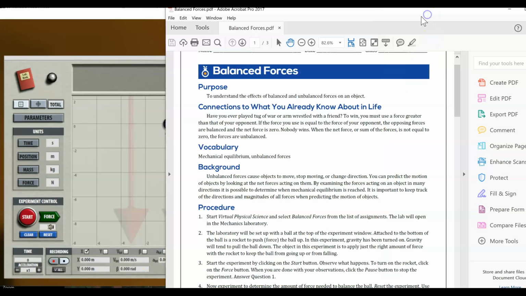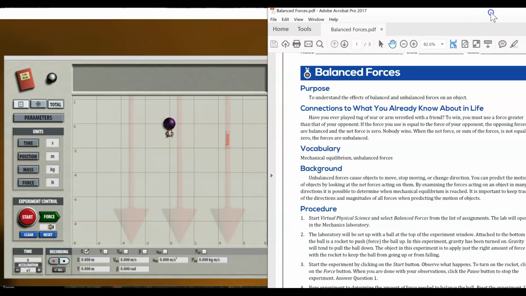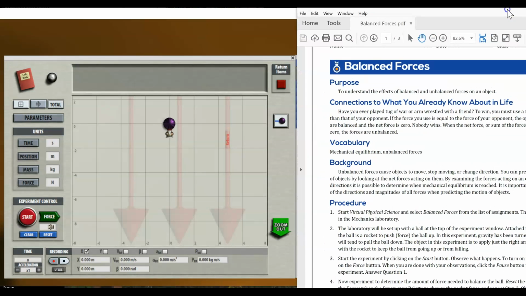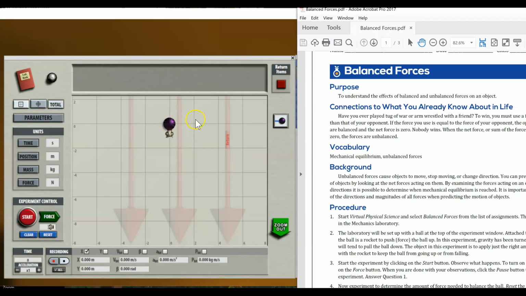All right. So the first part of the experiment, you're going to see that you have a table, and on the table you have a purple ball. Okay? Attached to the ball is the rocket. Without the external force exerted by the rocket, the only force that acts on the ball is gravity. Without the external force, gravity is going to pull the ball downward.